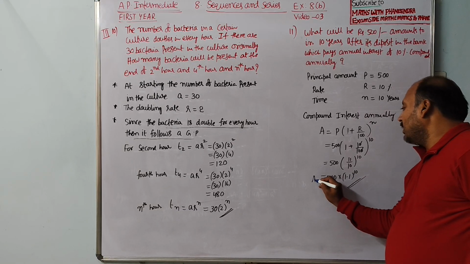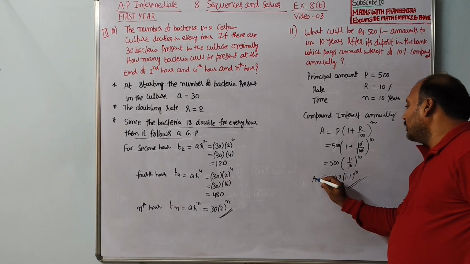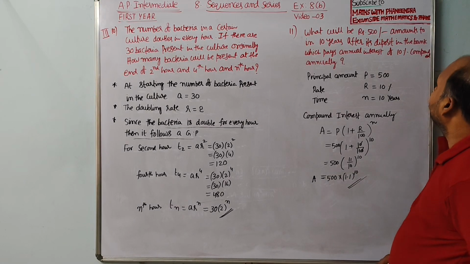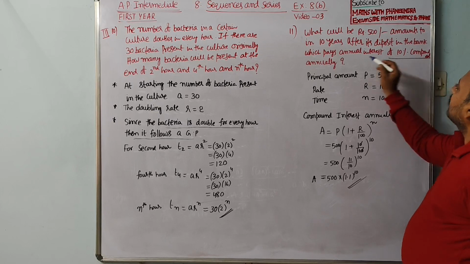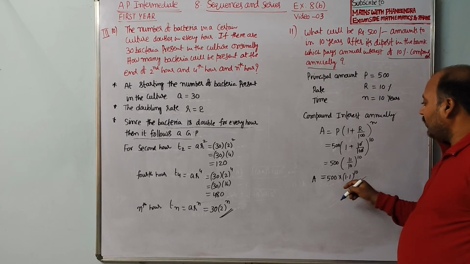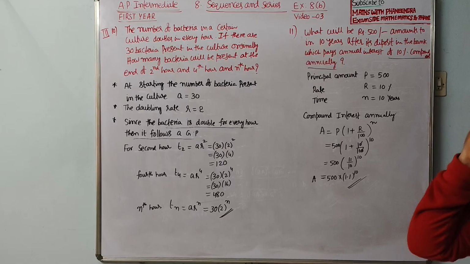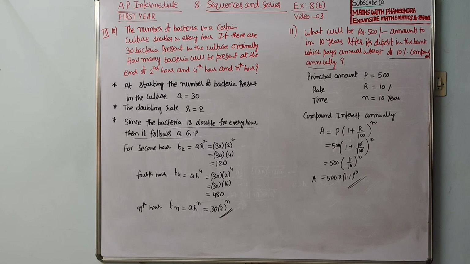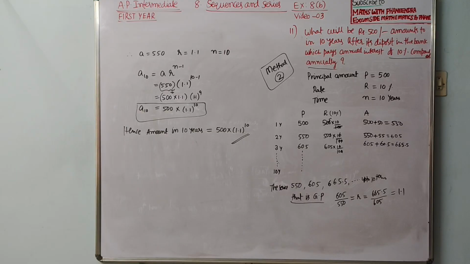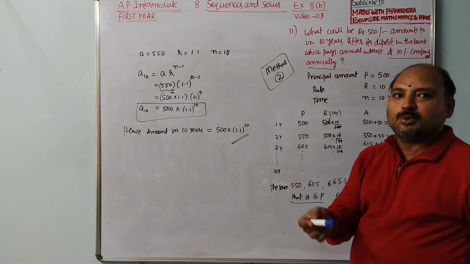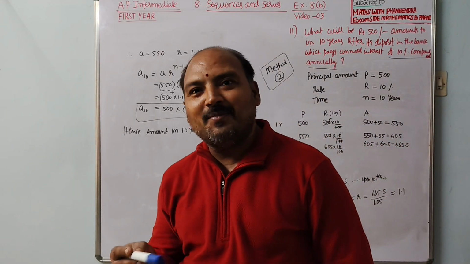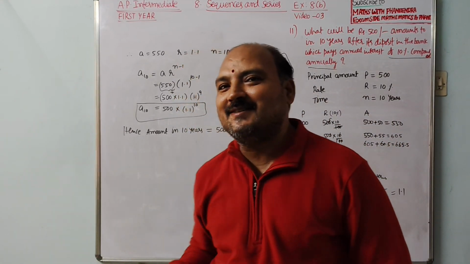So this is annual compound interest. So okay students, with 10% compounded annually this amount is 500 into 1.1 whole power 10. This is the way we can do it. Dear students, for the previous question, method 2, we already discussed, no? What method? Compound interest method we discussed.